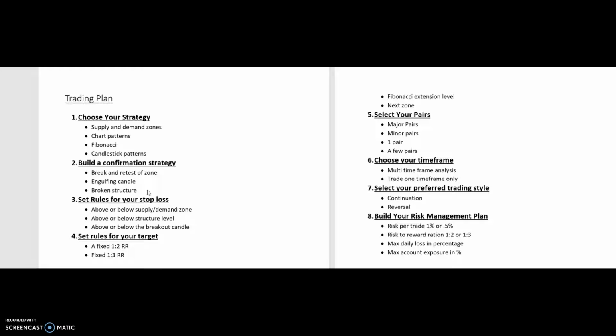I look for a good entry. I look for, like I said before, broken structure on the 15 or 5 minute, and then I can have a tight stop loss. My stop loss won't be that significant, but my reward is way more than my stop loss.